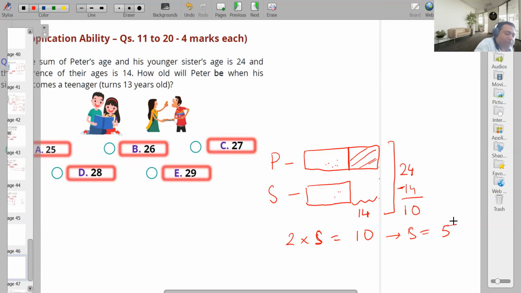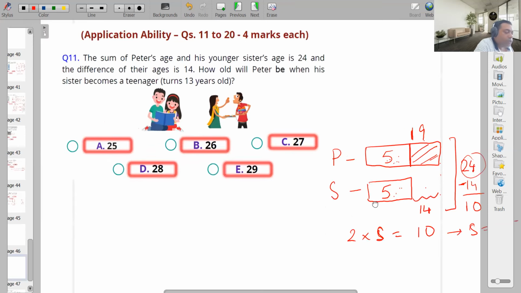Is equal to 5. Okay. So if his sister's age is 5 right now, we can check it out. Then Peter's age is 5 plus 14, that is 19 years. So 19 minus 5 is 14 and 19 plus 5 is 24. We can see this, right? Okay. So we found out.